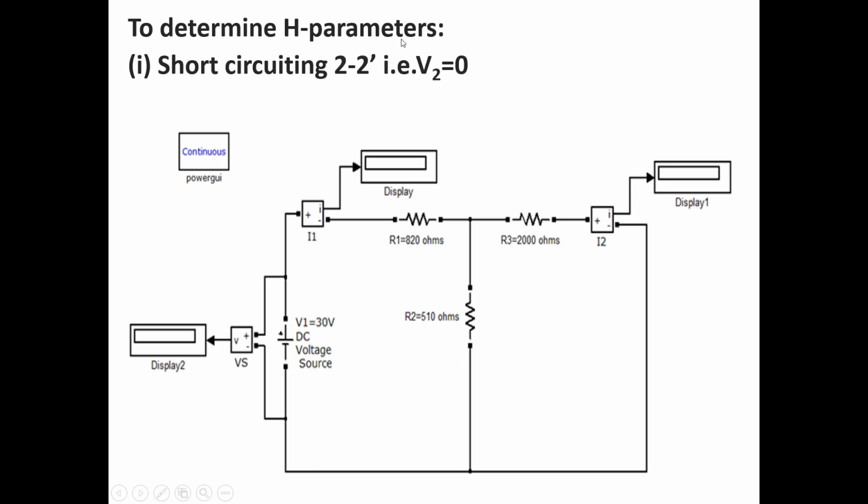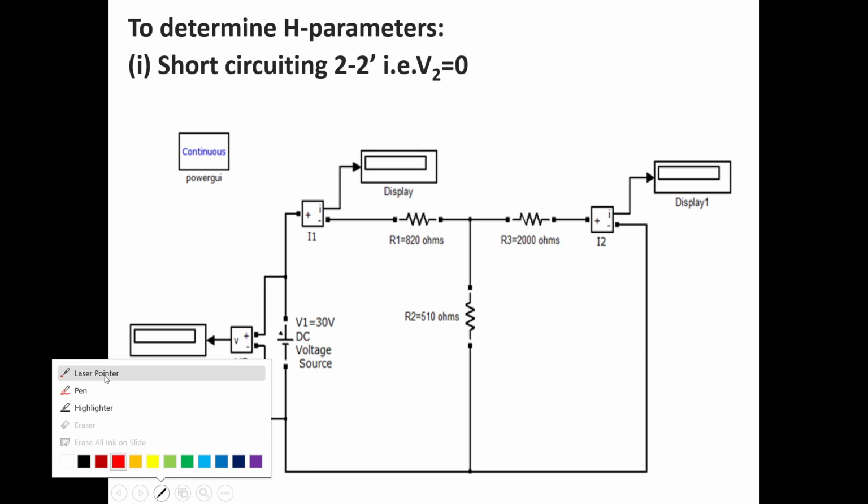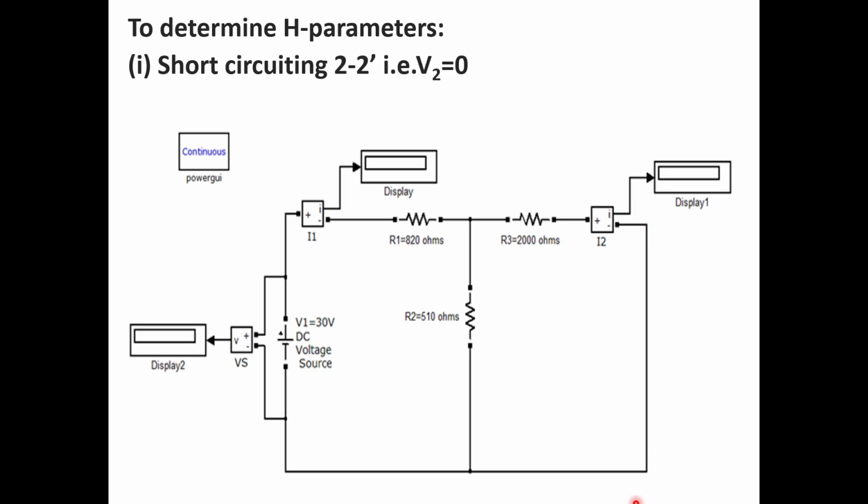Okay, to determine H parameters using MATLAB software. So short circuiting 2 dash, that is V2 equal to 0. So you can see here 2 dash is short circuited.